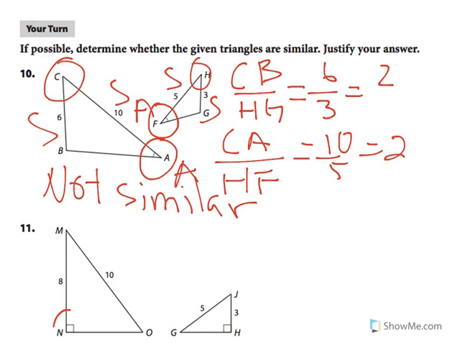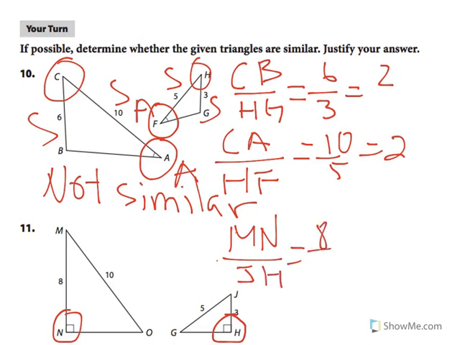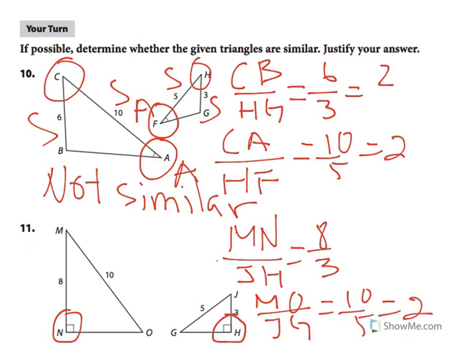We're given that this is a right angle and this is a right angle. So we're comparing MN. Oops, my mistake. Let me rewrite this. MN over JH, so then we have 8 over 3. And we have MO over JG, and 10 over 5 reduced to 2. But these two ratios are not the same. So number 11 is also not similar.